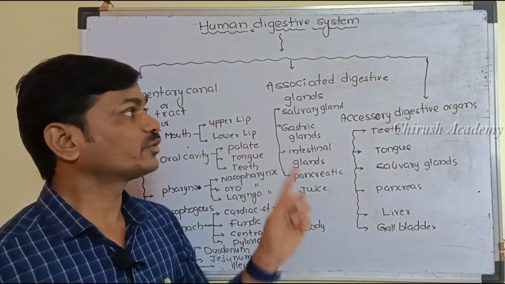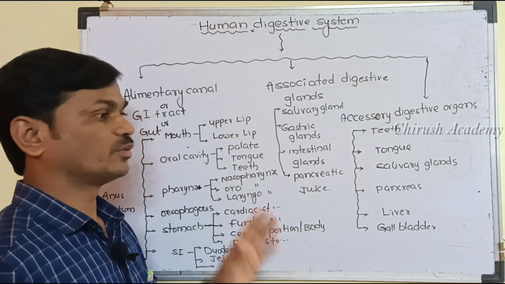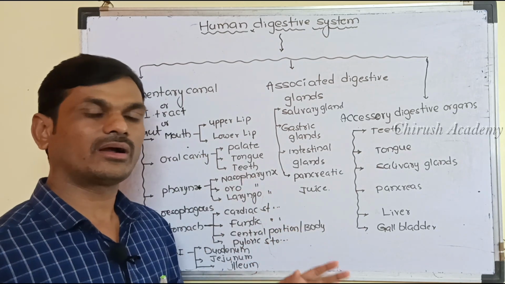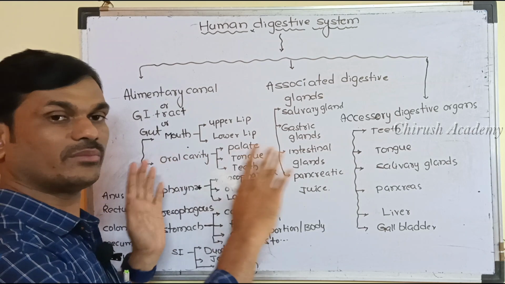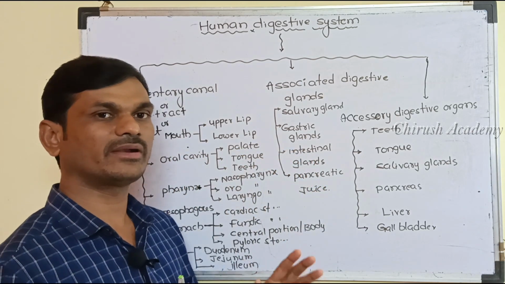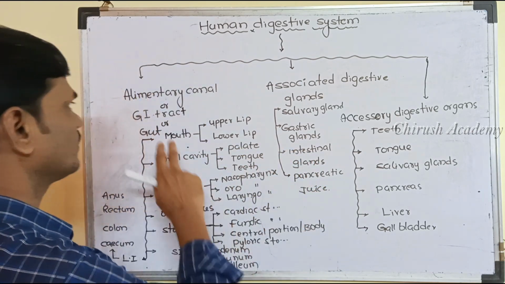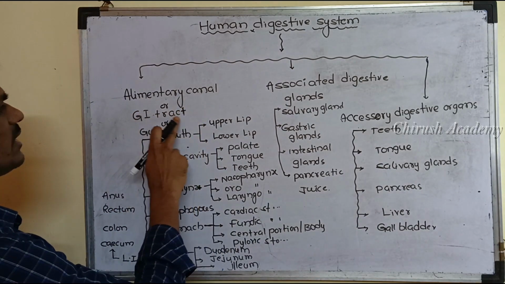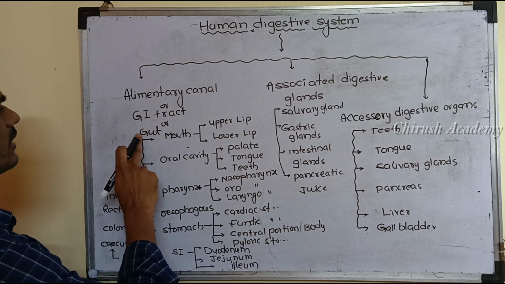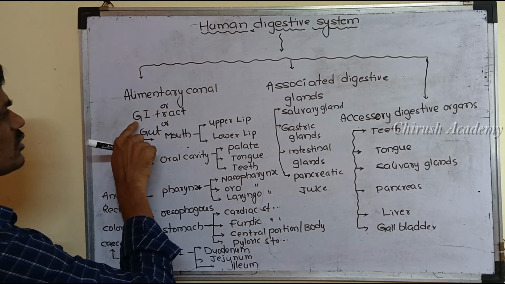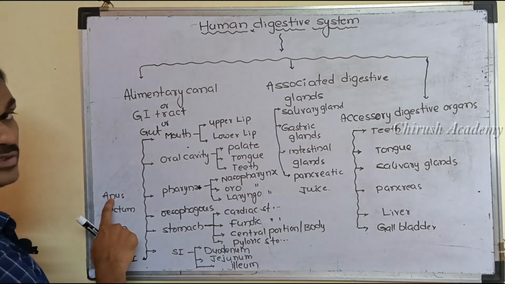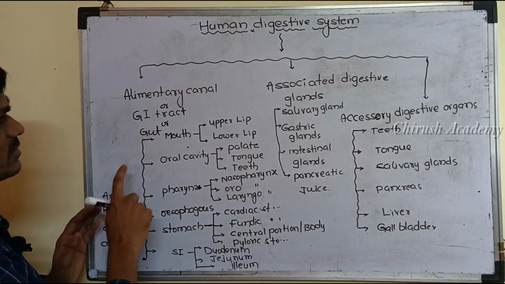Next we are taking the human digestive system. The human digestive system generally consists of three parts, or according to our convenience, we classify the parts of the human digestive system into three categories. One, alimentary canal, or GI tract, or gut. Gastrointestinal tract, starting with the mouth, ending with the anus. So that is the alimentary canal.